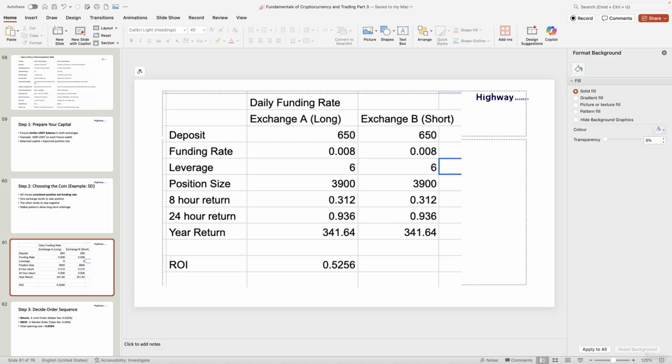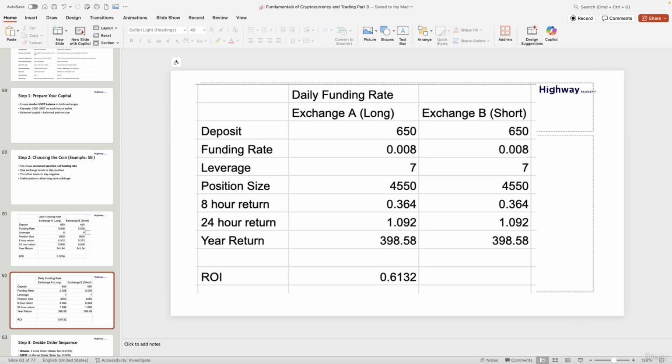Next, I go to my ROI calculation sheet. I input the funding rates from both exchanges, and the spreadsheet shows that the annual ROI at 6 times leverage is about 52%. If I increase the leverage to 7 times, the ROI jumps to around 61%. However, in this setup, I prefer to stay at 6 times leverage. I do not want the liquidation price to be too close. In a future lesson, I'm going to teach you how to adjust your margin properly so that your position remains safe even during price swings. All right, let's begin the actual setup.